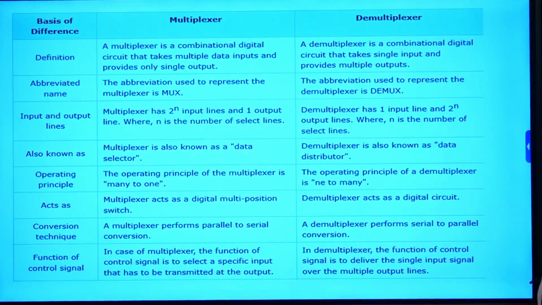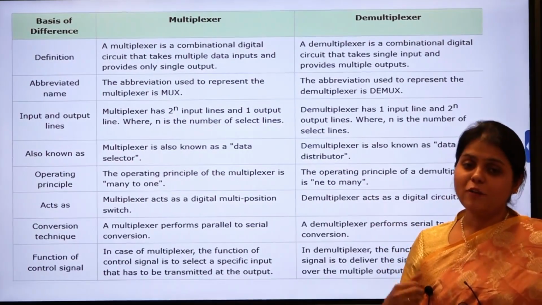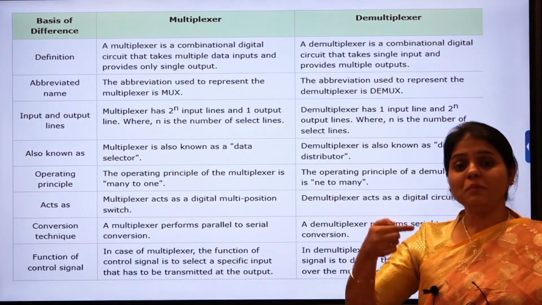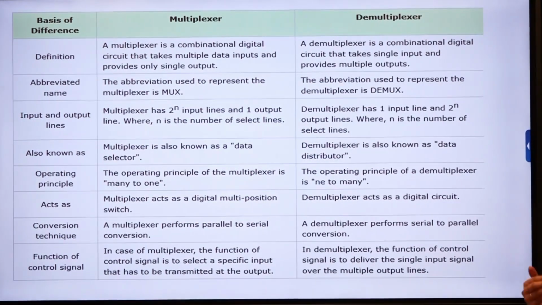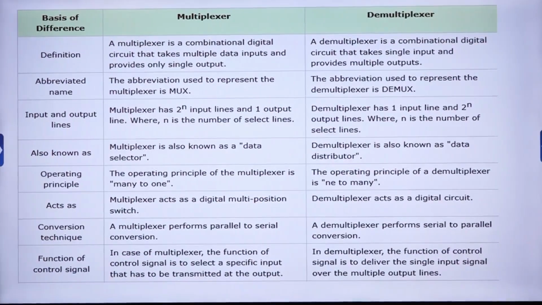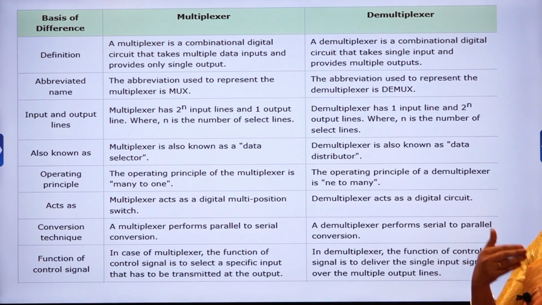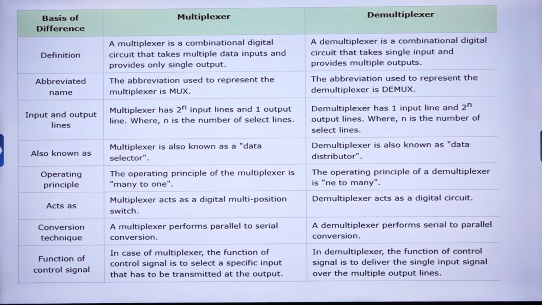Now the operating principle: the multiplexer has many inputs and one output, so we call it the many to one principle, whereas the demultiplexer has one input and many outputs, hence we call it one to many. The multiplexer acts as a digital multi-position switch, since we have many inputs and one output, whereas the demultiplexer simply acts as a digital circuit. The multiplexer performs many to one, so we call it parallel to serial conversion, whereas the demultiplexer is used for serial to parallel conversion.